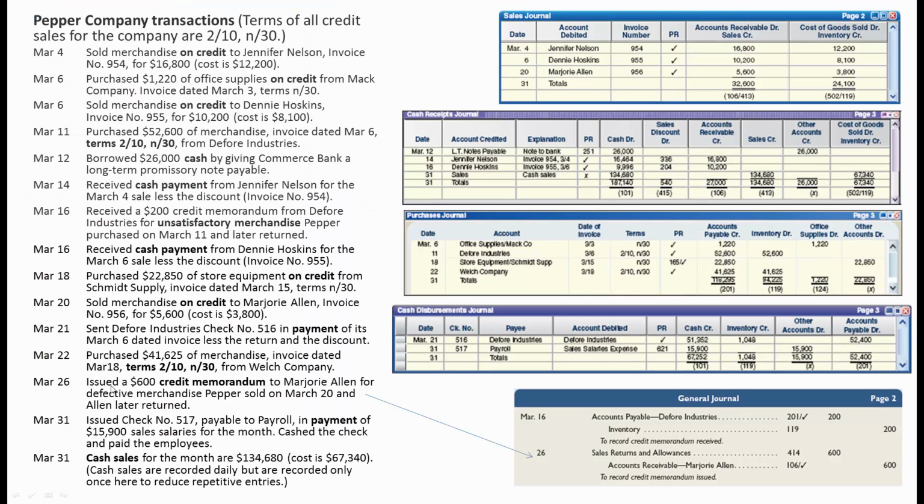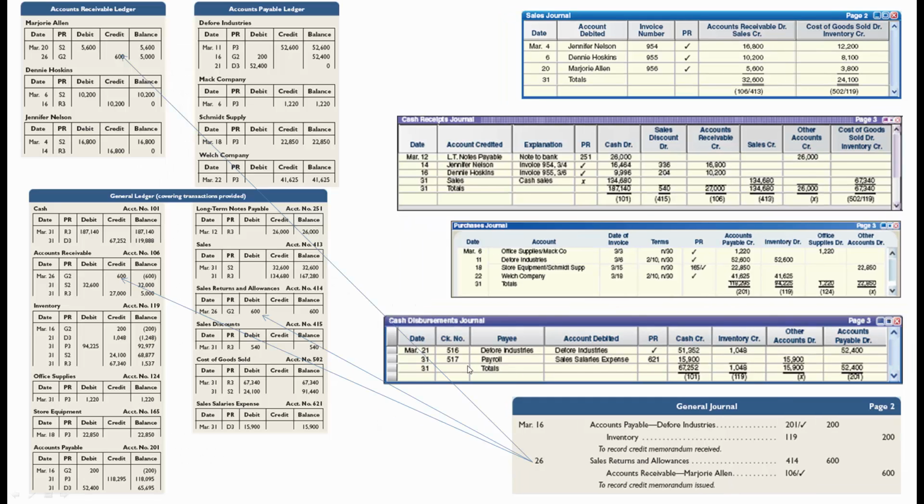Next, we want to issue a $600 credit memorandum to Marjorie Allen for defective merchandise that we sold her and she returned. So since it's not credit and it's not cash, we go into the general journal. We are going to record it under sales returns and allowances. Also, we are going to want to update our controlling account in the general ledger of accounts receivable, and we also want to update Marjorie Allen's subsidiary ledger. So let's see what that looks like.